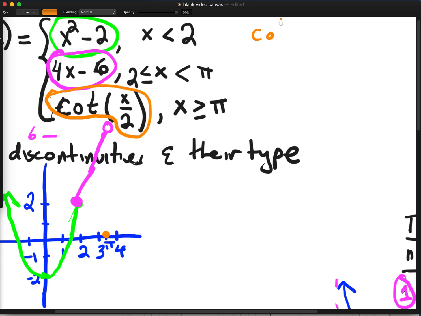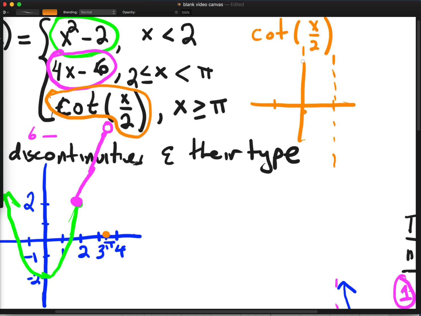Okay, so cotangent of x over 2. This is just a really quick refresher on what the basic cotangent graph looks like. If I graph cotangent of x, it has a period of what? Pi. Where is the first vertical asymptote, starting at 0? There's a vertical asymptote at 0, because sine of 0 is 0. Where's the next vertical asymptote? At pi, right? Does that make sense?